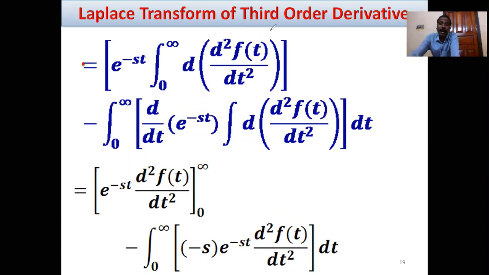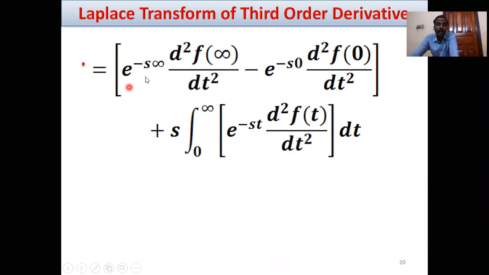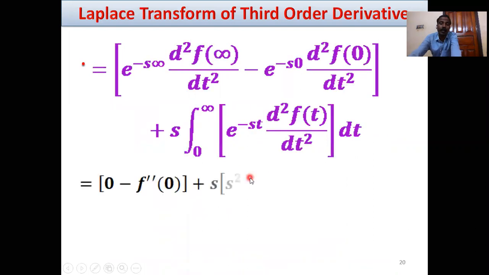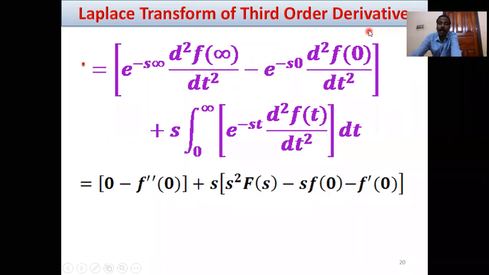Then put upper limit infinity and lower limit 0. First term, upper limit infinity, second term, lower limit 0. Again 0 to infinity e to the power minus st d2f(t)/dt2 whole into dt. This is the second order differentiation term. So put here the second order value, s squared F(s) minus s into f(0) minus f prime(0), in this position.